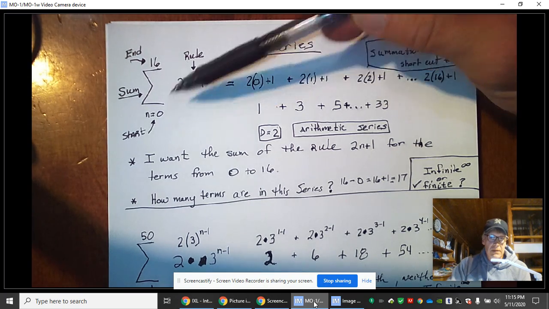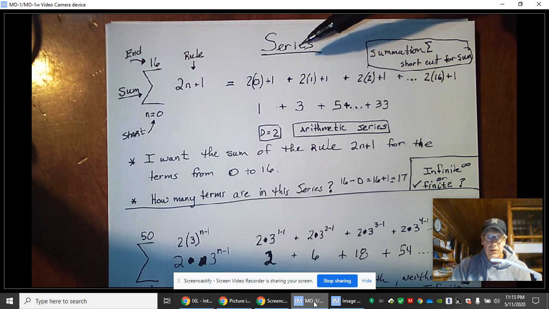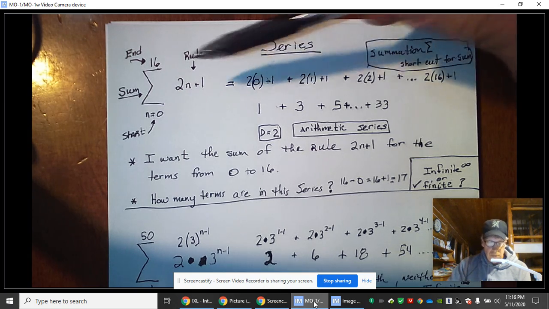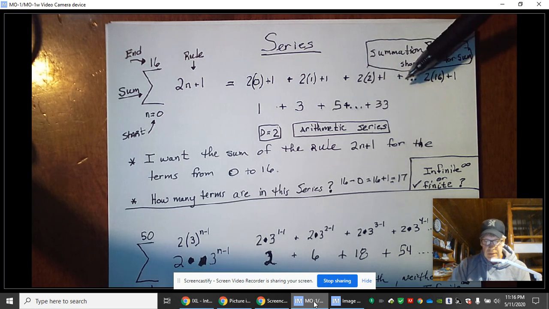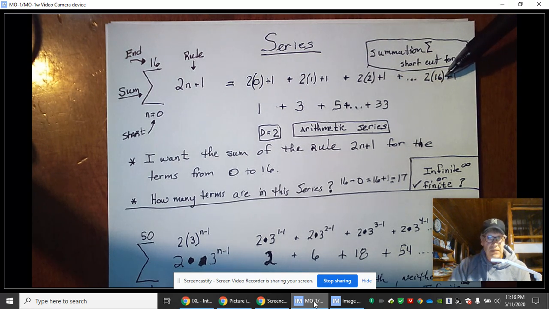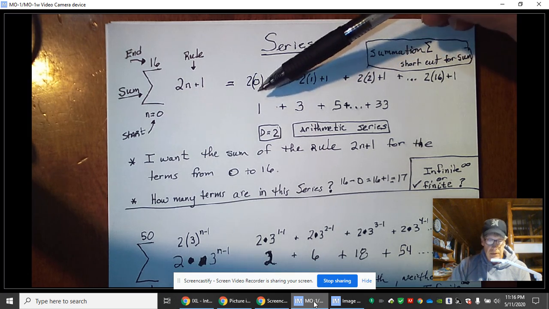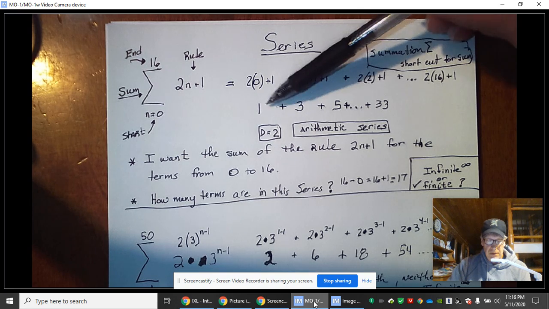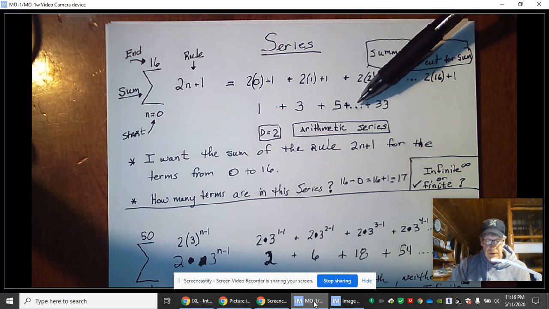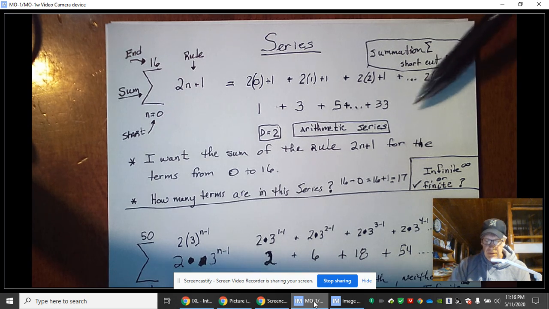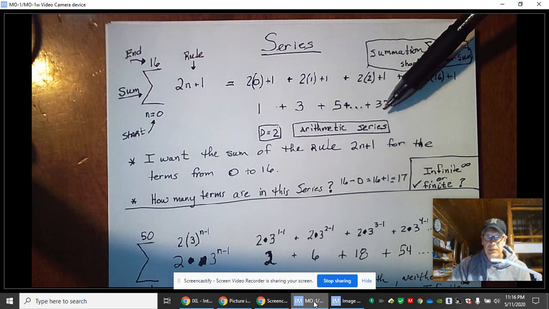So now I'm going to take 0 and plug in 0. So I have 2 times 0 plus 1. I started writing them out here: 2 times 1 plus 1, 2 times 2 plus 1, and then dot, dot, dot until you get to 2 times 16 plus 1. If I do that, 0 plus 1 is 1, 2 plus 1 is 3, and I get 5, and so on. And the last one is going to be 33. I want to add all those up, and we'll worry about that later.